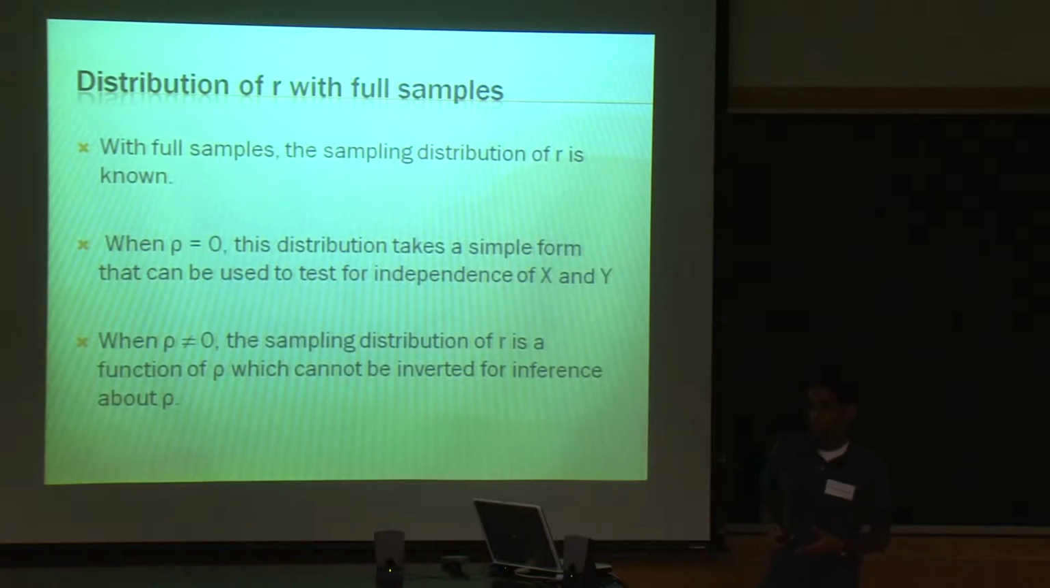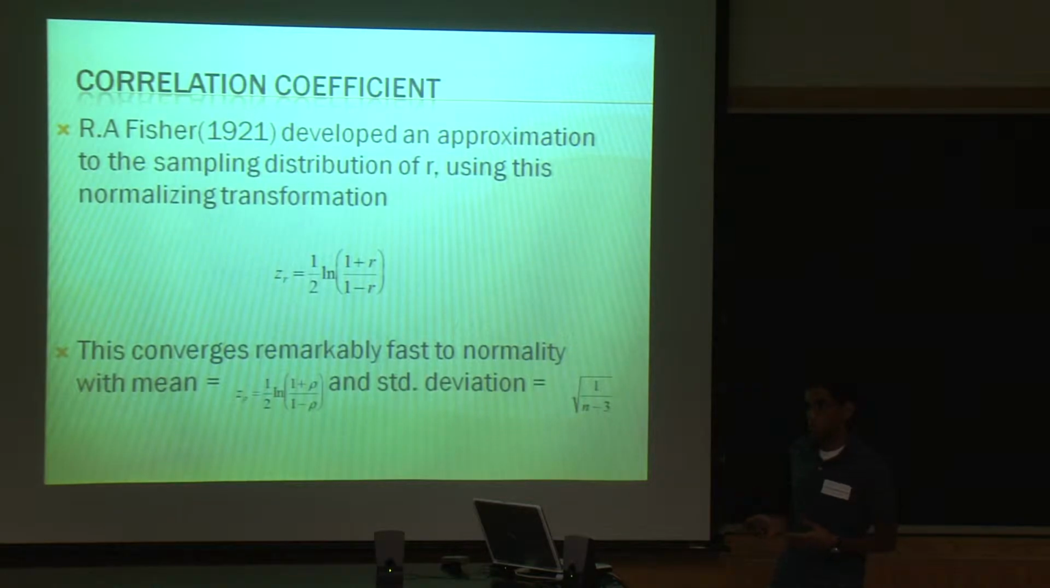This latter situation was studied by R.A. Fisher in 1921, who developed an approximation of the sampling distribution of r using this normalizing transformation. And what makes this convenient for inference on rho is that it converges remarkably fast to normality with mean equal to z sub rho and standard deviation equal to 1 over the square root of n minus 3.